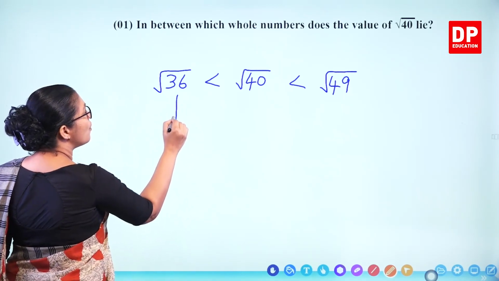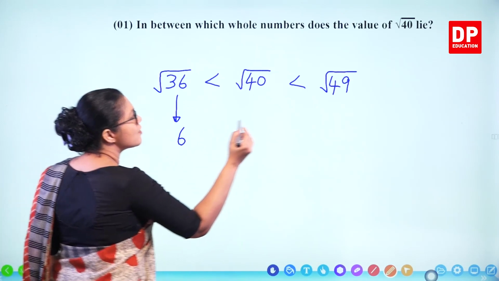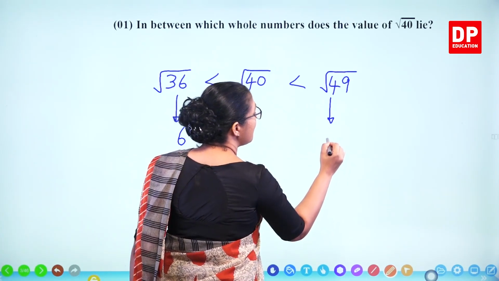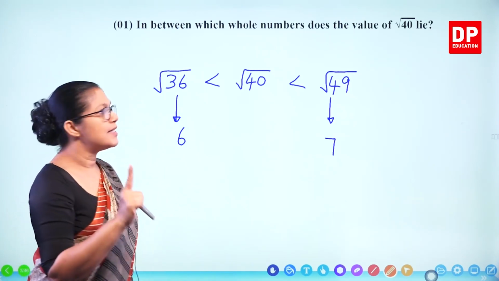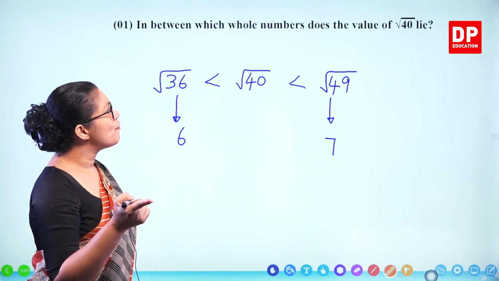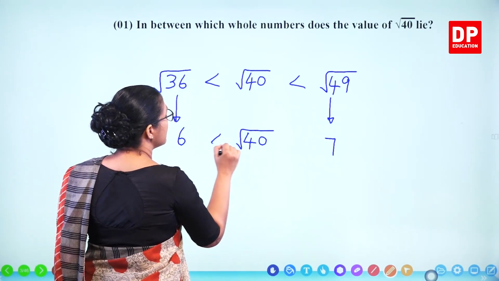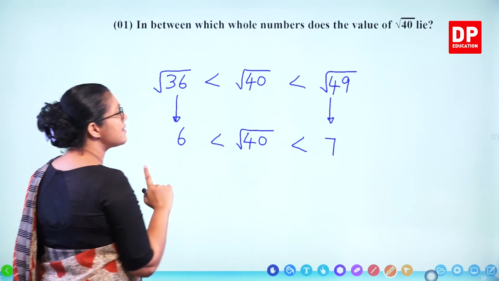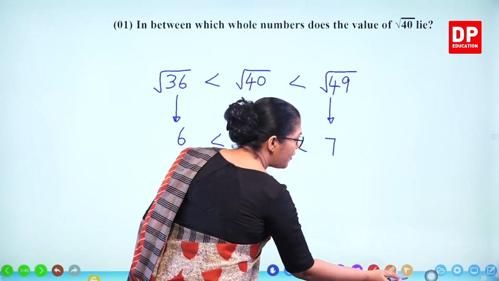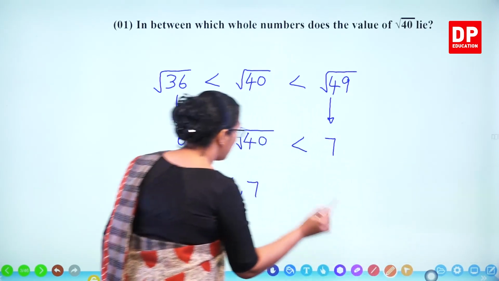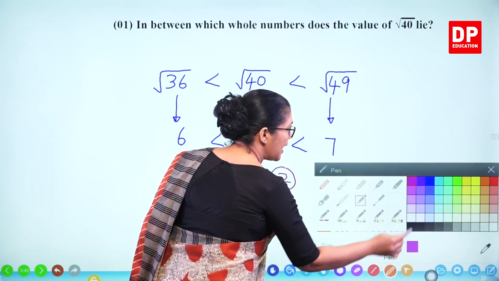We know the square root of 36 is 6, and the square root of 49 is 7. They are just asking in between which whole numbers the value of root 40 lies. In between 6 and 7. So you can write 6 and 7. You already know how many marks: 2 marks for each question in part A.